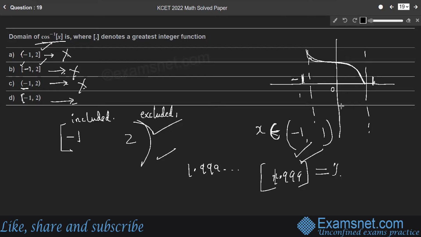The domain can be minus 1 to plus 1. Here plus 1 is nothing but the box of 1.999. Hence, option D is the right answer. Domain of cos inverse x is minus 1 to 2, open at 2. Here minus 1 should be included, hence it is a closed interval. Hence option D is the right answer.